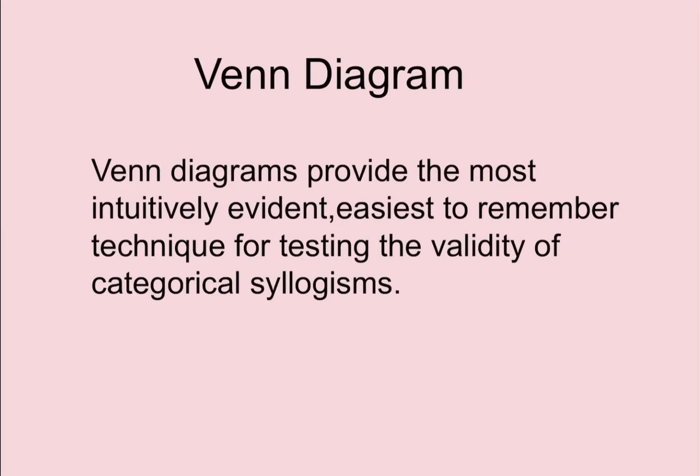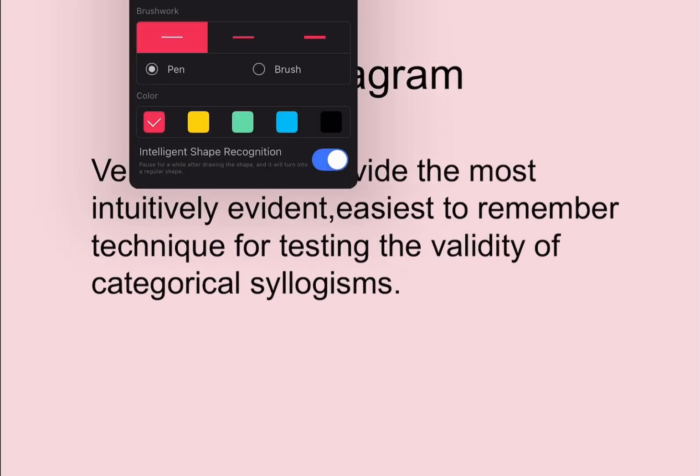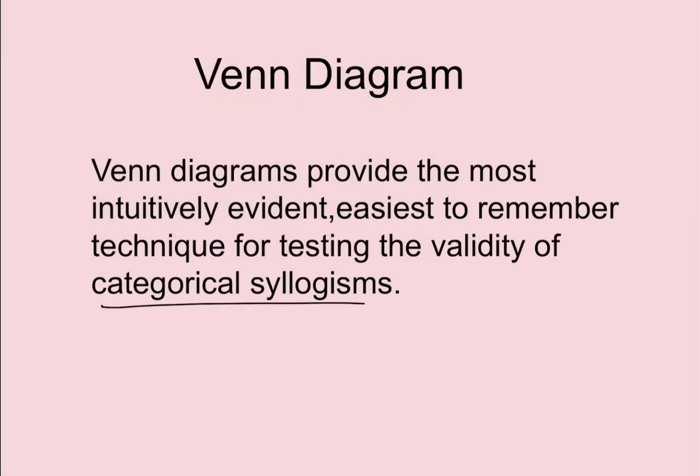So let's begin. So let's see what is the purpose of Venn diagram. Venn diagram provides the most intuitive, evident, easiest to remember technique for testing the validity of categorical syllogism. So if you don't know what categorical syllogism is, I've already made a video on it. Please do check it.